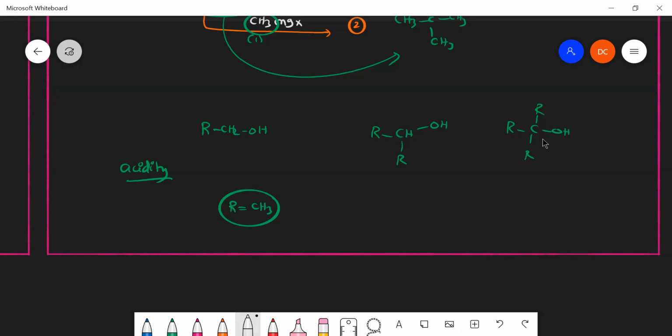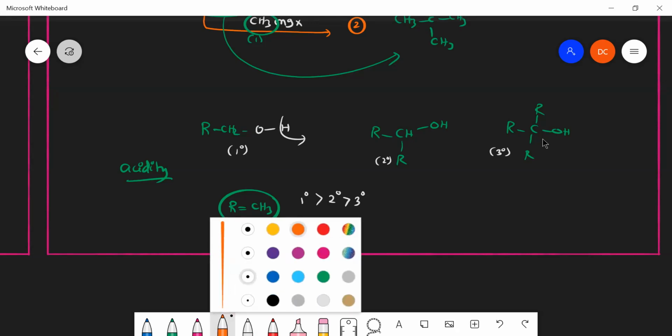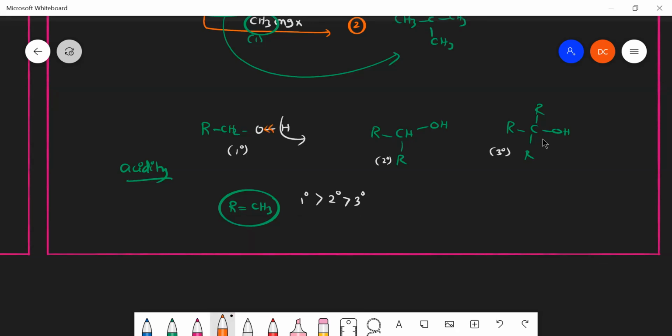It is primary alcohol, secondary alcohol, tertiary alcohol. 1 degree is more acidic, then 2 degree, then 3 degree. Why? Because acidity is nothing but removal of H plus. For H plus to be removed, the oxygen should have more tendency to attract electrons.